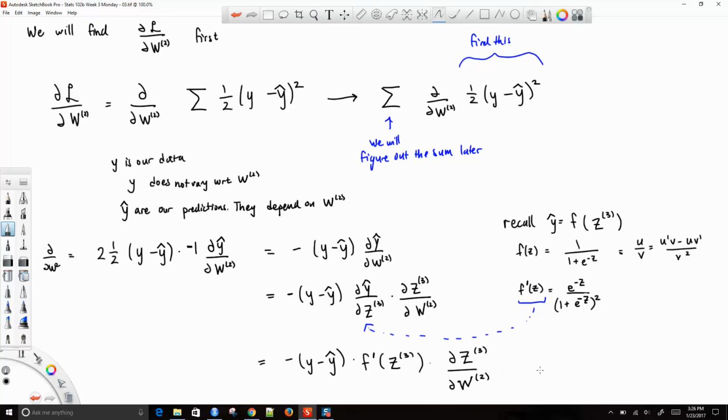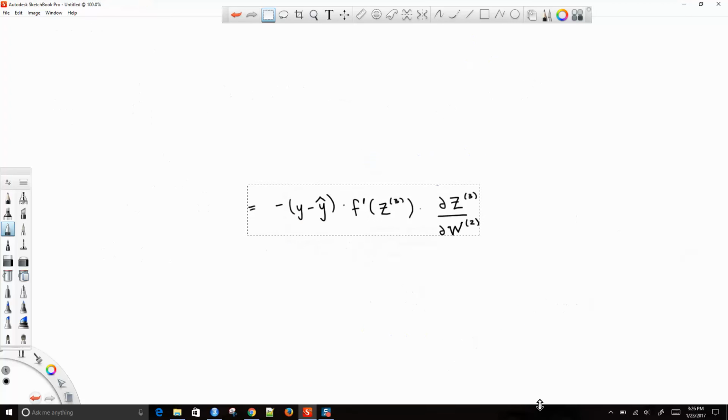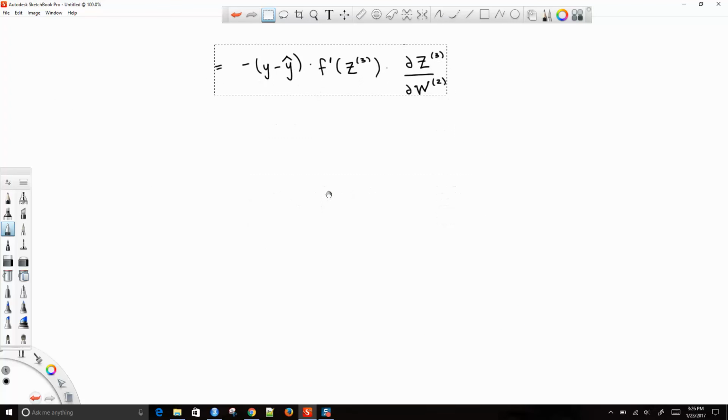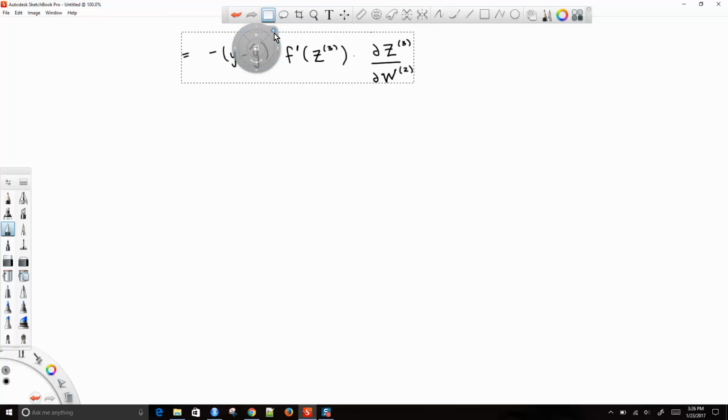Okay, so let's see. Can I fit this on the screen? Maybe not. I'm going to go ahead and copy this onto the next slide. Okay, so we want to find how Z3 varies with respect to the W2 matrix. So if you recall our neural network, we go from here to here, right?